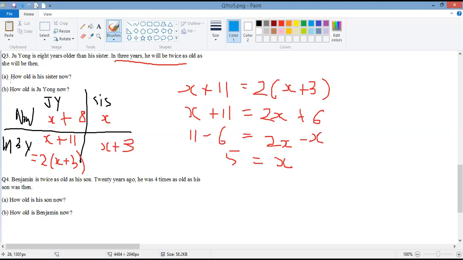So you can go and answer the question in part A. How old is his sister now? So his sister's age will be X. You look at here, X. So your answer here will be 5 years. Remember, put the unit, okay?